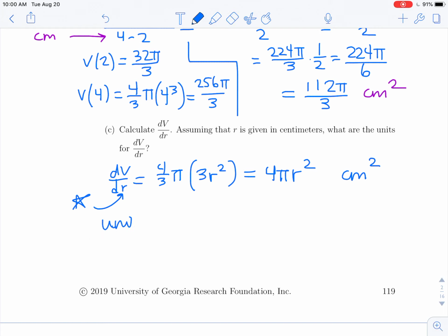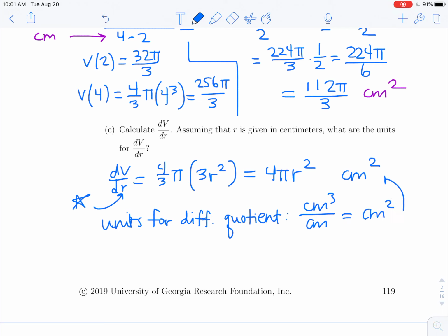the units for the difference quotient are centimeters cubed over centimeters, just like they are in Part B. So the units for the difference quotient are centimeters squared, and so they have to be that for the derivative as well. So 4 pi r squared centimeters squared.